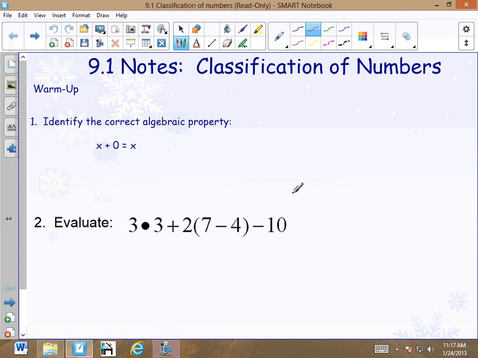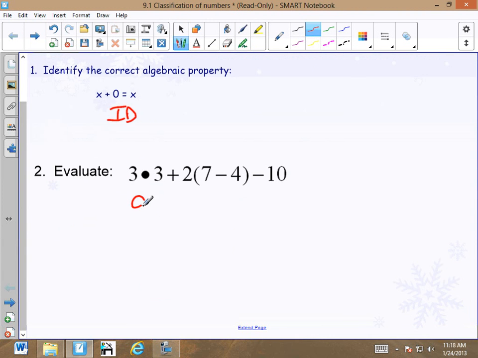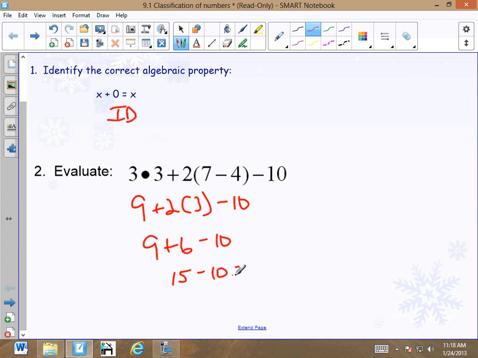Okay, so number one, x plus 0 equals x. This is identity. You get your identity back. 9 plus 2 times 3 minus 10. 9 plus 6 minus 10. 15 minus 10 equals 5. Okay.